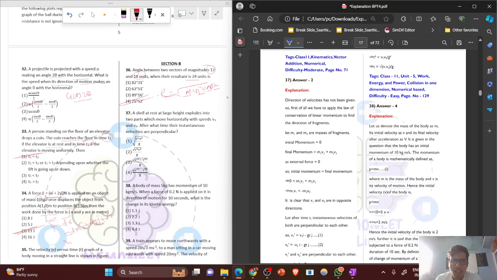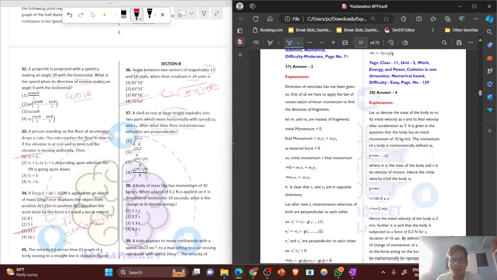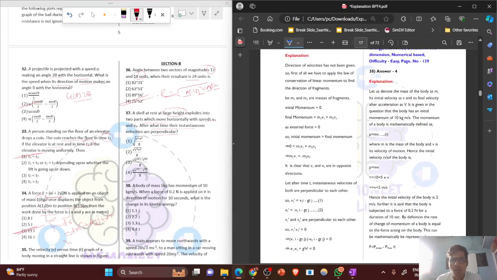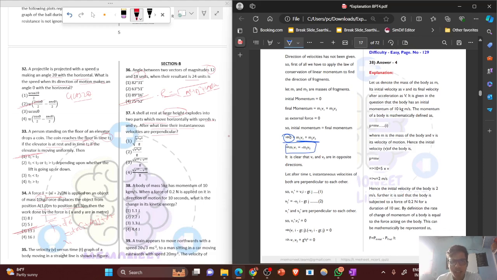A shell is at rest at a large height h. It splits into two parts, which move horizontally with speeds this and this. It's a conservation of momentum. At what time are their instantaneous velocities perpendicular? It's asking when their velocities are perpendicular. So you just need to understand it. First they are at rest, finally they are moving. So this is the relation between this. As they are at rest, to conserve momentum, they need to move in this way. So when there is gravity, they will go like this. At some point, their velocities will become perpendicular. We just need to calculate that time when their velocity becomes perpendicular.